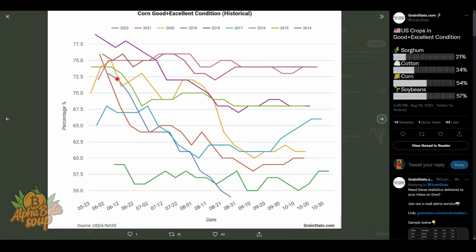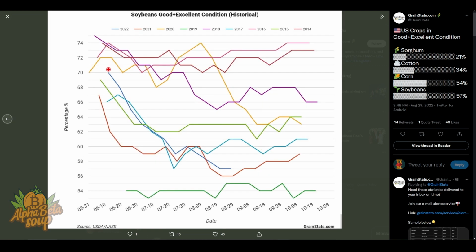This is corn. See this blue line here that's following my mouse cursor? It's been in decline month on month on month, and it's now down here below all years in the series. Almost down to 50% of the corn crop is considered good and excellent condition. That is not good. And lastly, a look at soybeans. Here it is in this blue line. Not quite as bad as the other three, but only two other years in the last nine have seen worse crop conditions for soybeans than the current year.